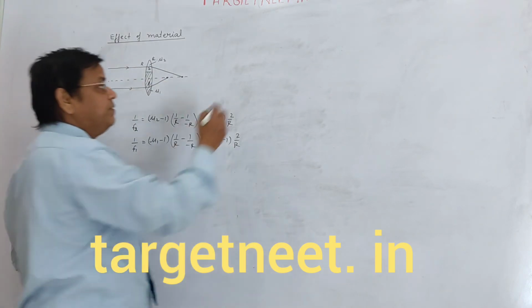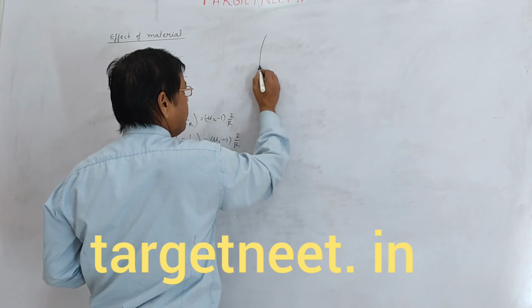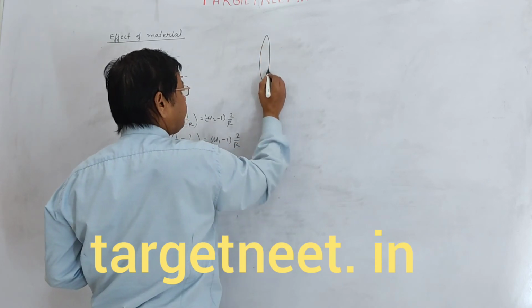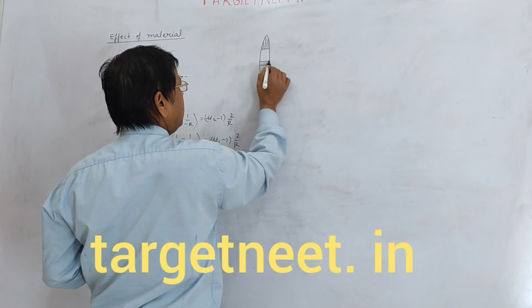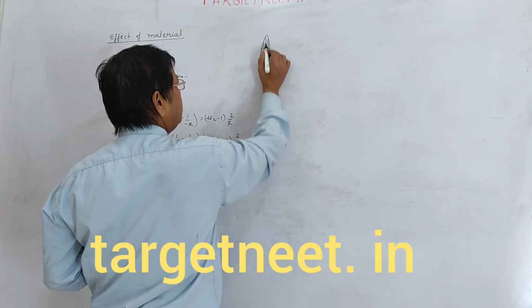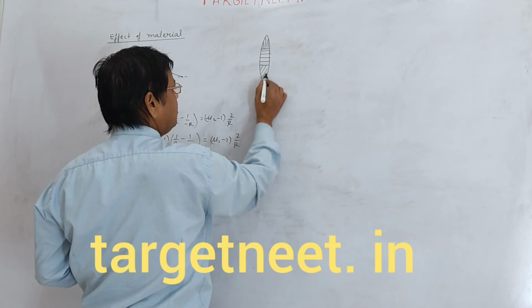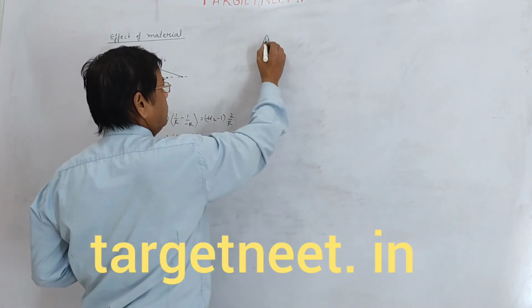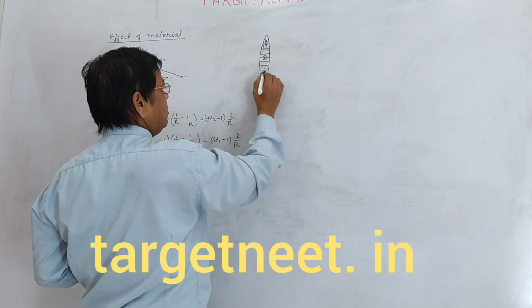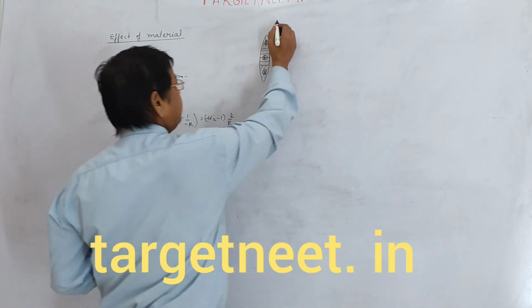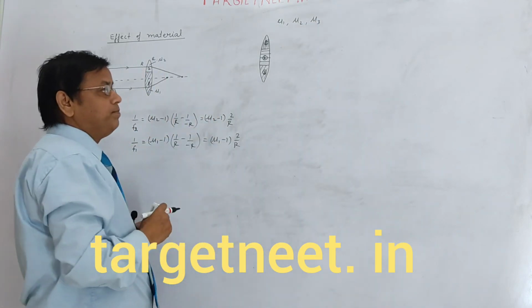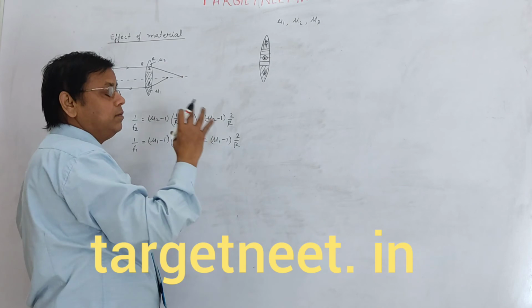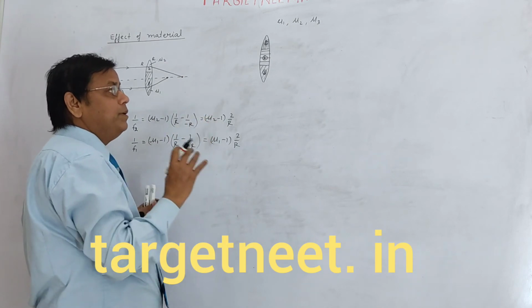Similarly, if I have three different materials, suppose this much part of the lens has a different material, this part has a different material, and this part has a different material. This is part 1, part 2, part 3. Part 1 has refractive index mu1, part 2 has refractive index mu2, part 3 has refractive index mu3. So the focal lengths of the three parts of the lens will be different.